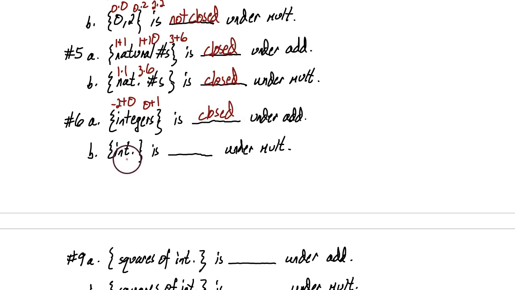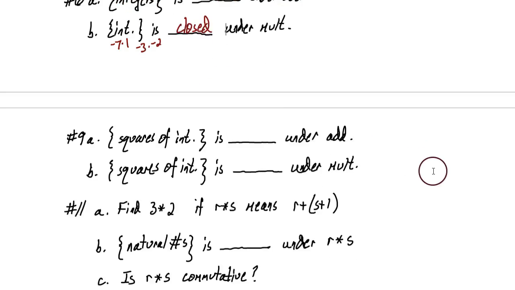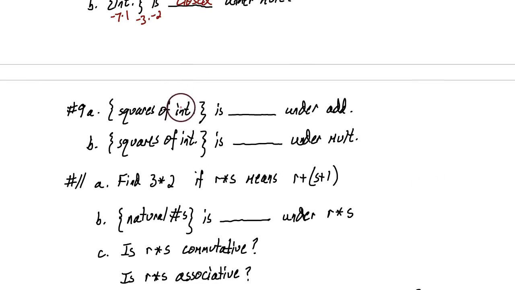What about under multiplication? If you multiply integers, will you always get an integer? For example, negative 7 times 1, that does make an integer. Or negative 3 times negative 2, that makes 6, which is an integer. This is closed. Number 9, the squares of the integers.